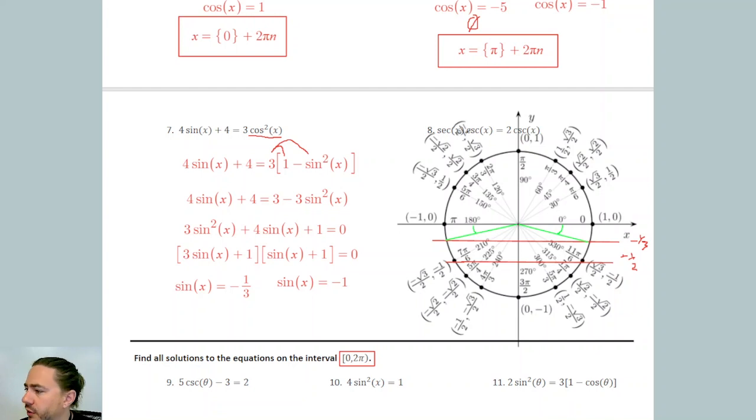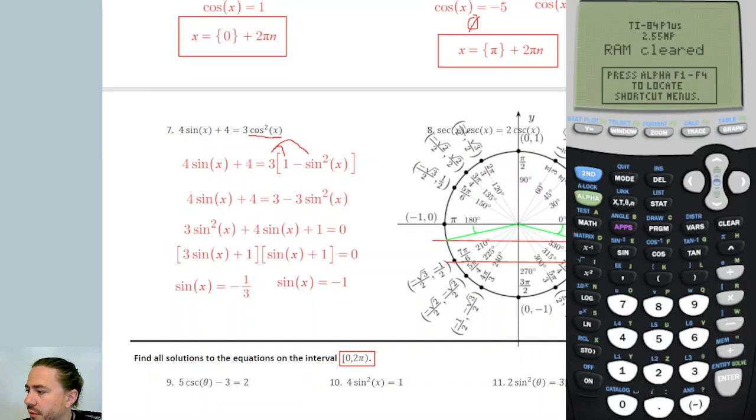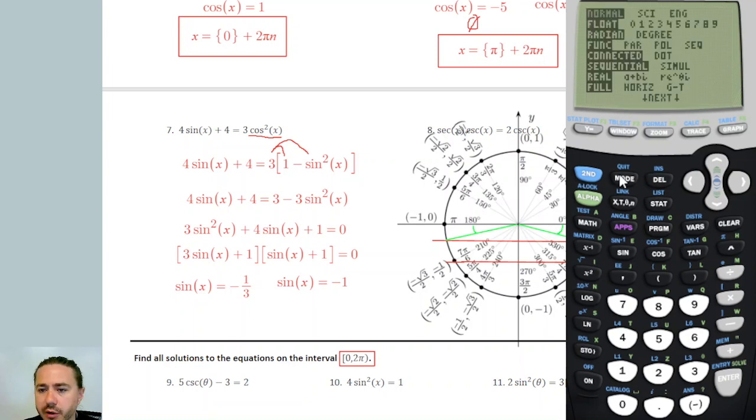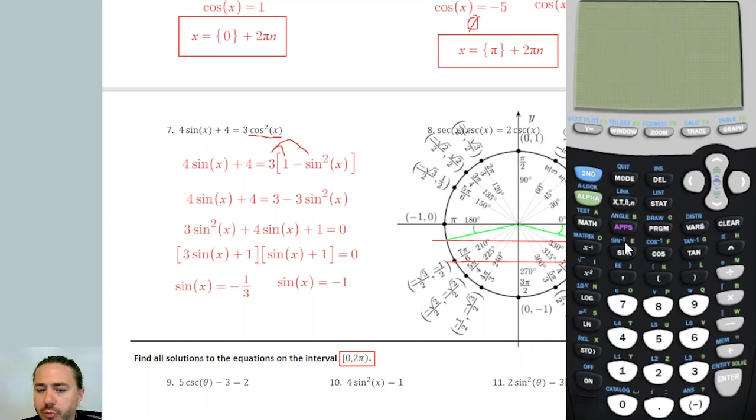All right, so let's see here. Let's pull up the calculator so you can see it. There we go. So we're going to make sure we're in radians. So I'm going to hit mode. Okay, radians you'll see is right here, so we're good there. So we're going to type in the inverse sine of negative 1/3. And you only do this when it's something that's not available on your unit circle.